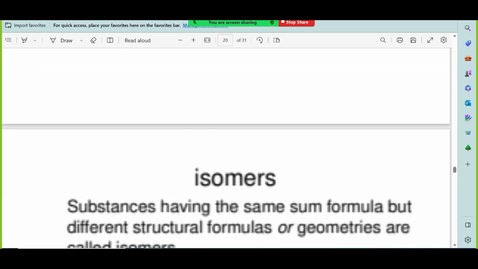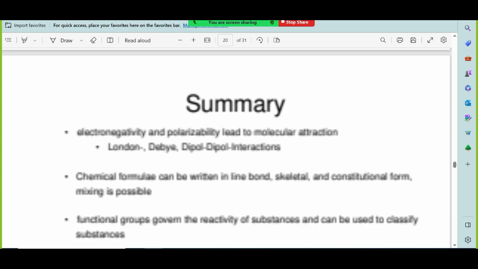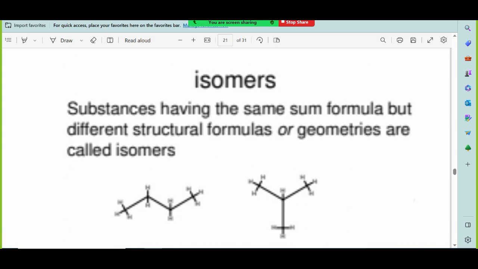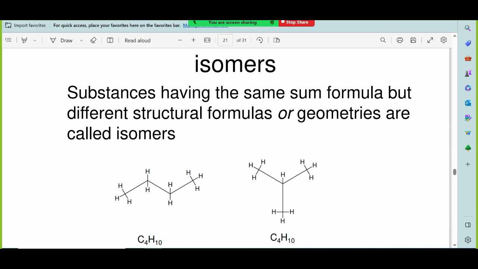Now we explained this. Now we need to get to the isomers. So what does isomer mean? An isomer is when we have the same number of carbon, hydrogen, nitrogen, oxygen, whatever, the same number of elements in the compound, but they are different compounds. So they are not the same. And they can be different in several criteria. Now we will see which criteria can differentiate them.